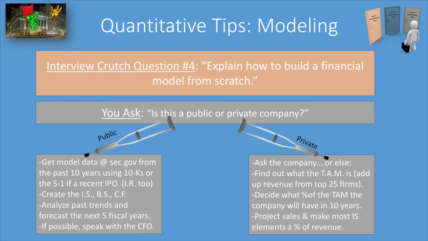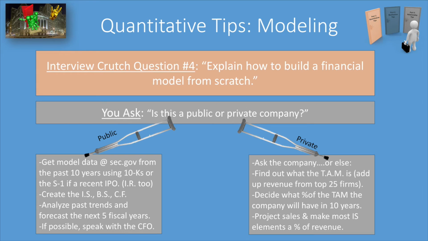Then you decide what percent of the total addressable market the company is going to have in 10 years. So say the TAM is $50 billion and the underlying company tells you, well, we're going to get 10% of that share in a decade. Then $5 billion is your revenue in 10 years. And you just project sales to get up to that point. I know it sounds a little bit elusive, but you can do it.